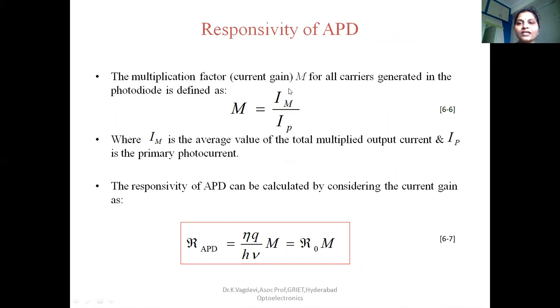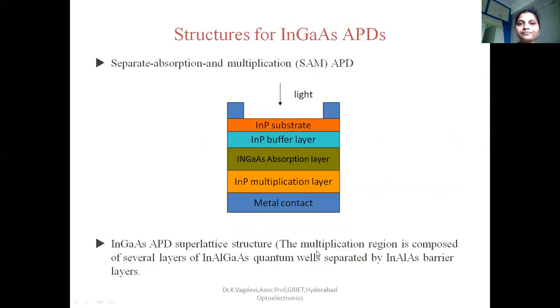The responsivity of the APD depends on the multiplication factor, which is also called the current gain. M, for all carriers generated in the photodiode, is defined as M equals IM by IP, where IM is the average value of the total multiplied output current and IP is the primary photocurrent. The responsivity of the APD can be calculated by considering the current gain as eta q by h nu into M, which can also be called R naught M.